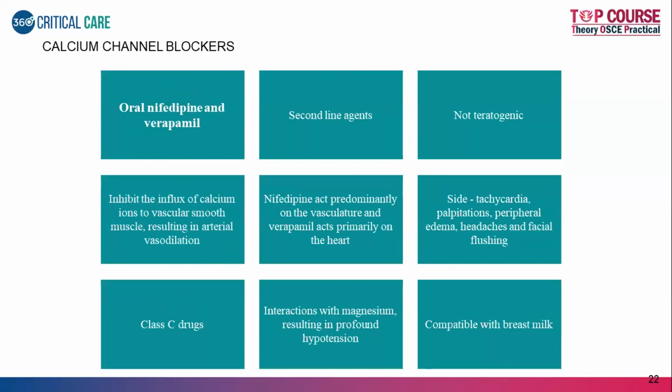Now the third one is the calcium channel blockers. The most commonly used are oral nifedipine and verapamil. These are the second line agents, if the other drugs are not available. They are also not teratogenic. Mechanism of action, as we all know, is inhibiting the influx of calcium ions into vascular smooth muscles, resulting in arterial vasodilatation. Side effects are tachycardia, palpitations, peripheral edema, headache, and facial flushing.